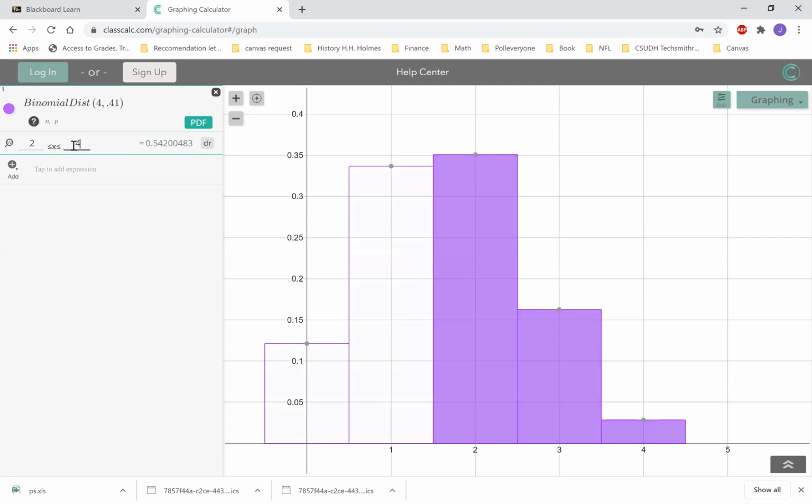What did we say the highest number that x could be equal to was? 4. Yeah. So you go 2 to 4, and if you go to the drawing, you can see that only 2, 3, and 4 are highlighted. So the probability from 2 to 4 is equal to 0.542.